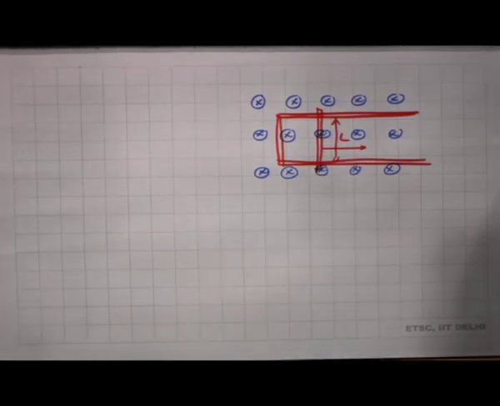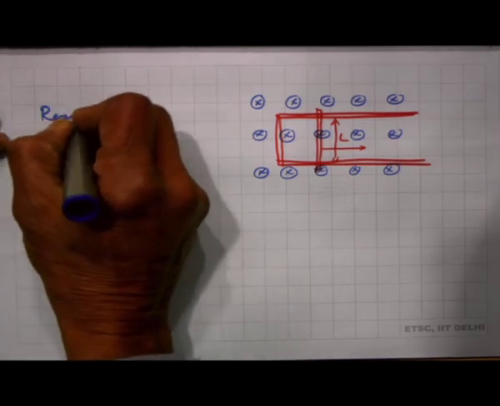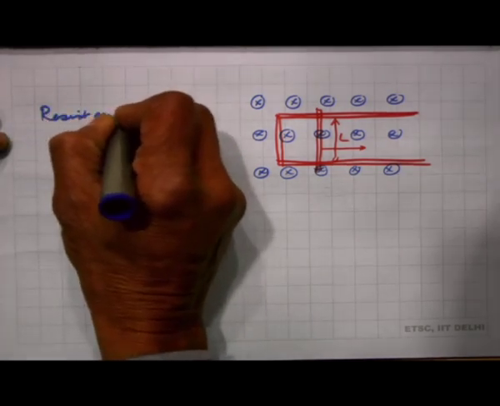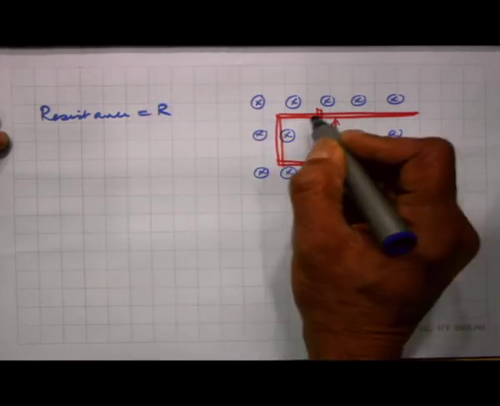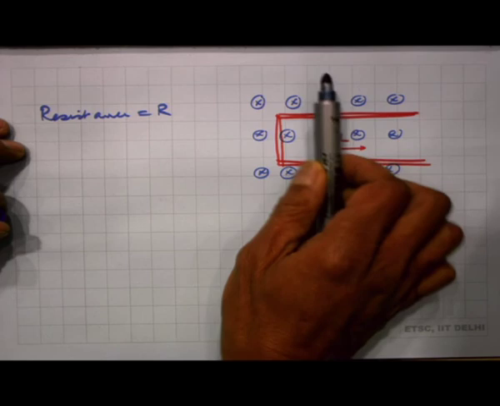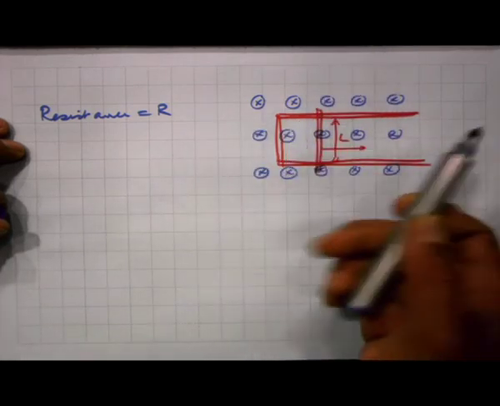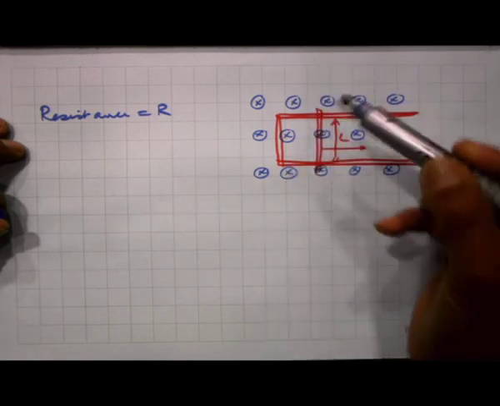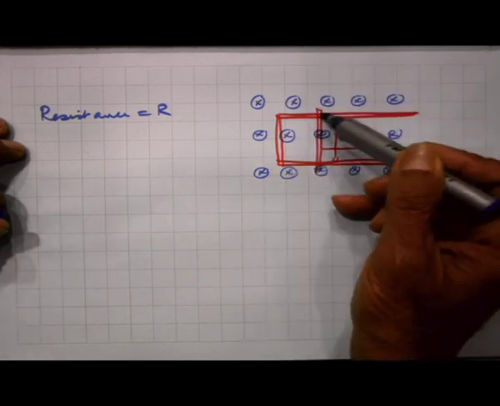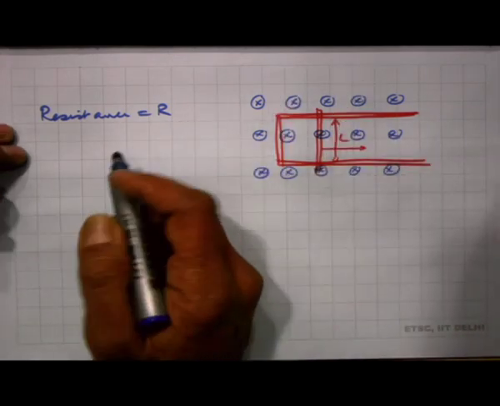So, let me assume that the resistance is R. Let me assume that this part of the conducting path has almost no resistance, and it is primarily this path. So, as I change my area, the resistance is assumed to remain constant. I am assuming that only this part of the conductor has resistance, the remaining part of the conducting circuit has almost negligible resistance. So, the resistance is R.